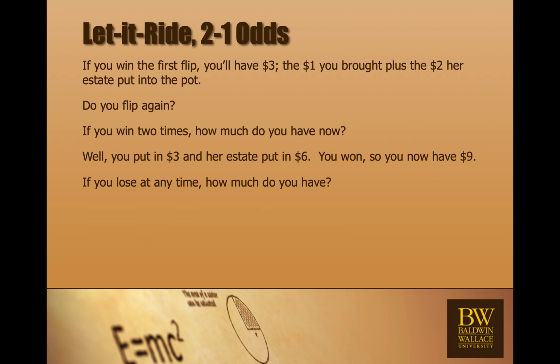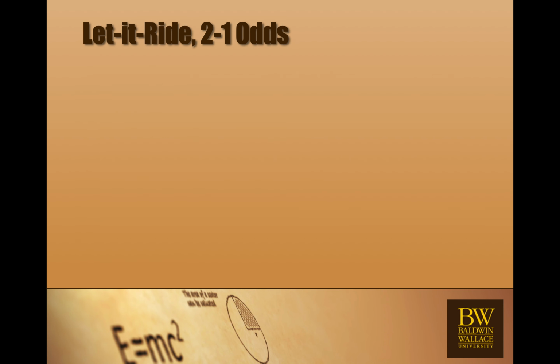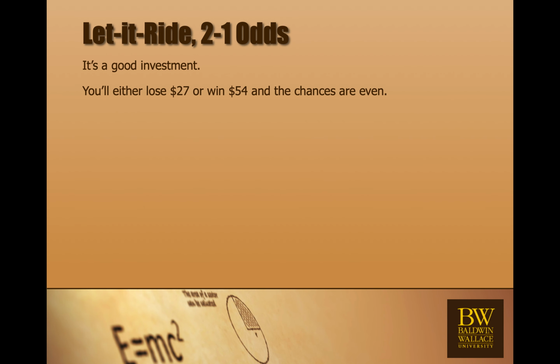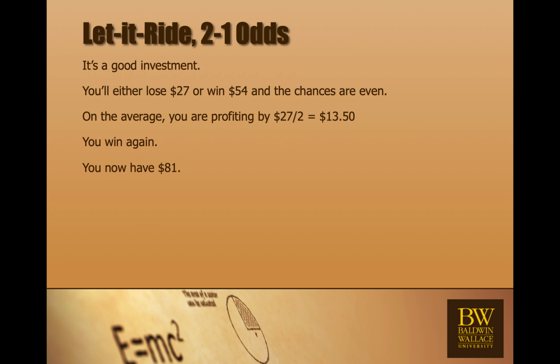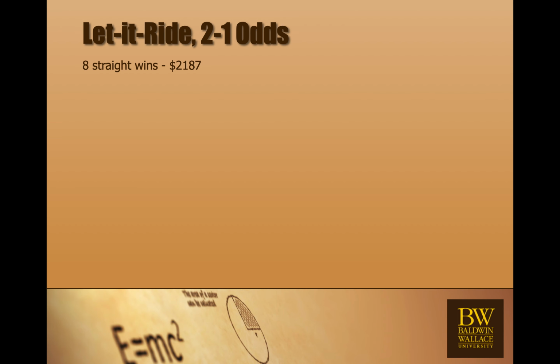If you lose any time, you got nothing because you went all in. If you do win 3 times in a row, you got 27. You're going to risk that? Her estate's putting in 54. It's 50-50. On the average, you're making $13.50. You win again. You got 81 now, 27 plus 54. You let it ride again, you got 243. Again, you're on a hot streak, 729. You win again, 2,187.